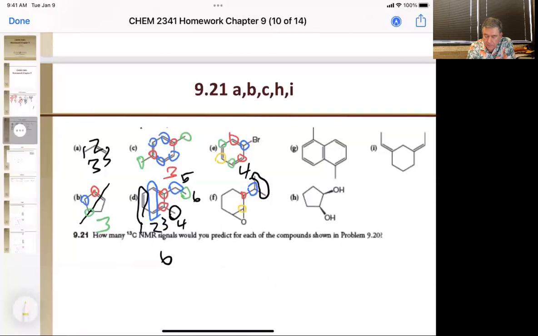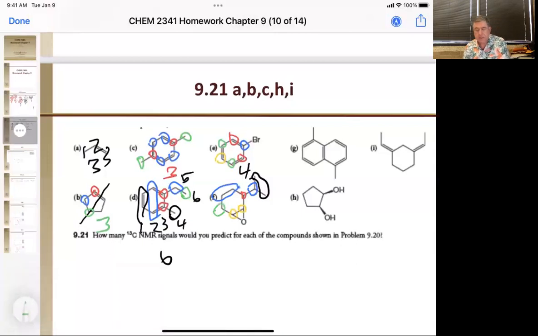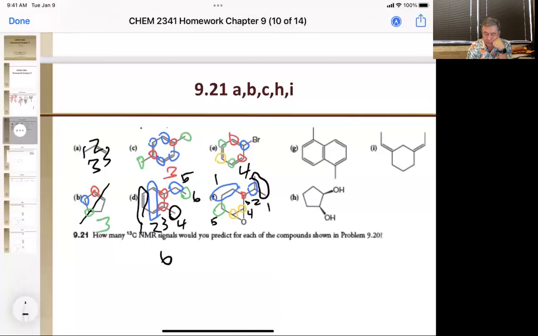This one right here is the same as this one right here, because if you go to it, it's connected to a carbon on either side, it's connected to an oxygen. So I think those are the same. Then these two are probably the same. And this one is different because it's next to the... so let's count those up. 1, 2, 3, 4, 5, 6. So we have 6 for that one right there.